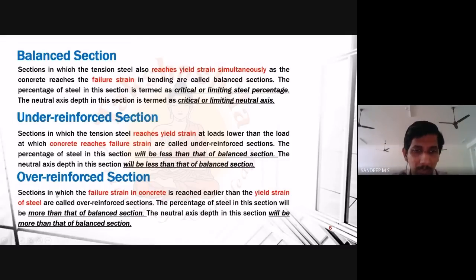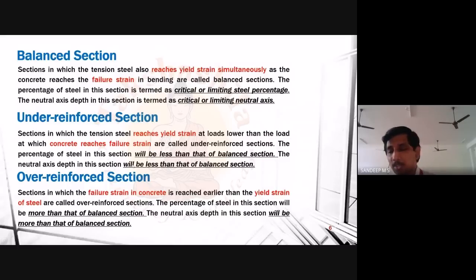And finally, coming to the over reinforced section, it is a section in which the failure strain in concrete is reached earlier than the yield strain of steel. Okay, then the percentage of steel in this section will obviously be more than that of balance section, and the neutral axis depth in this section will be more than that of a balance section. So these are the main details of different types of section.